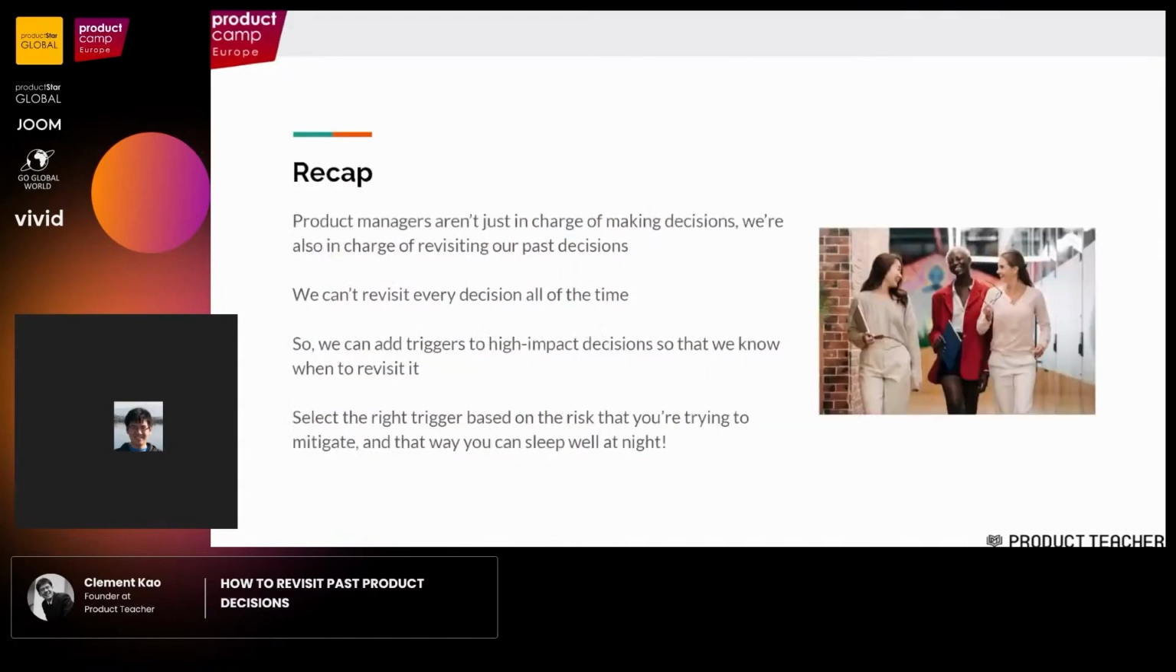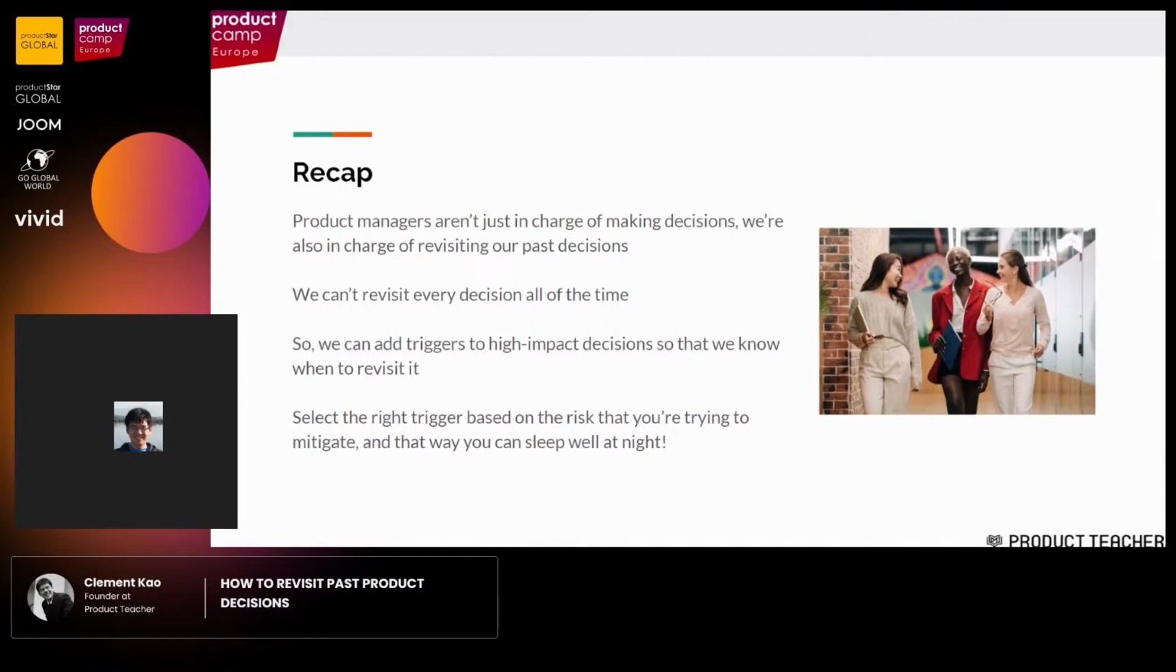So to recap, as product managers, as product people, we're not just in charge of making decisions. It's also our responsibility to make sure that our decisions stay up to date. They stay relevant. We need to revisit our past decisions. But problematically, we can't revisit every decision all of the time because that costs resources, that causes loss of confidence. So what we do is for the highest impact decisions that we make, we can add different kinds of triggers to make sure that we revisit it at the right time.